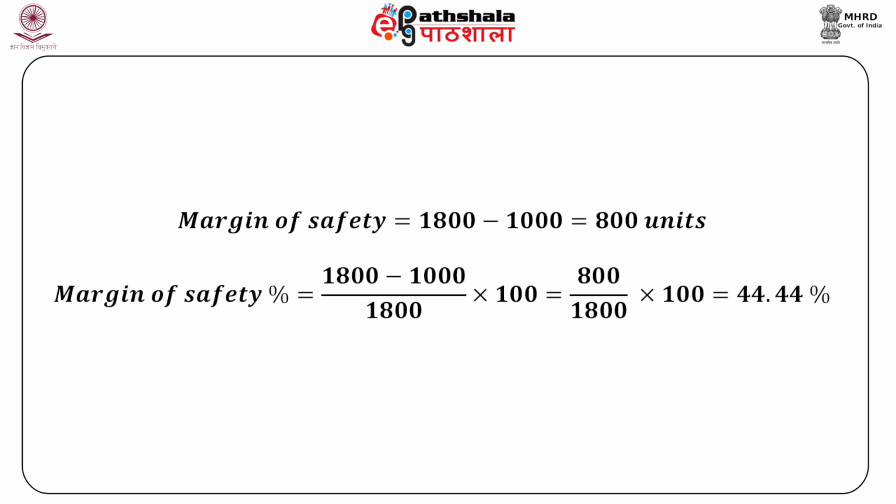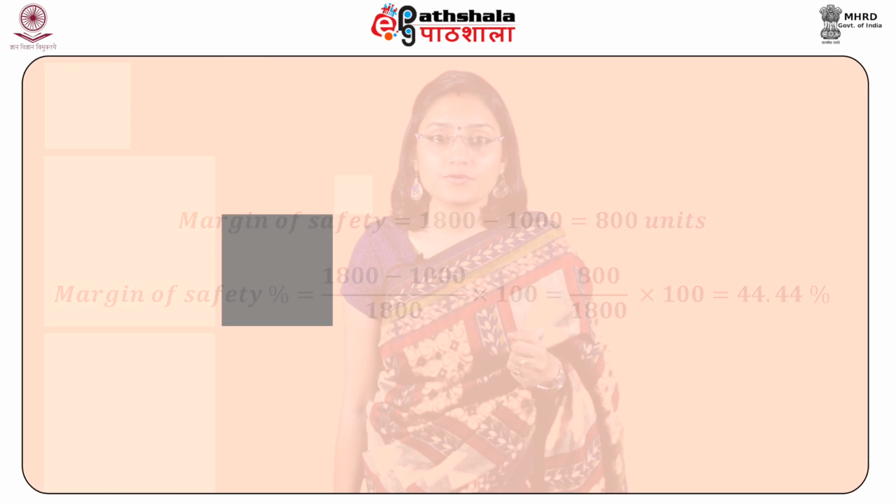Now refer to figure 1 and suppose the firm produces 1800 units and the break-even output is at 1000 output as per the above figure. Then the margin of safety will be 1800 minus 1000, that is 800 units, or margin of safety percentage would be 1800 minus 1000 divided by 1800 into 100, which gives 44.44% of margin of safety percentage.